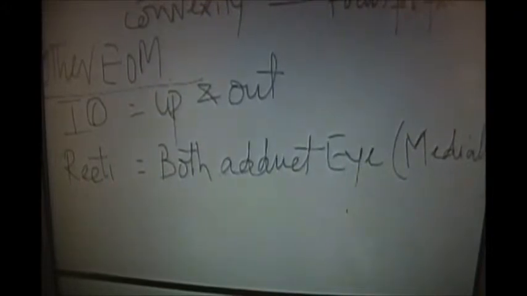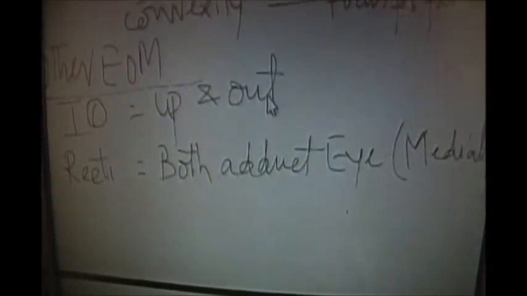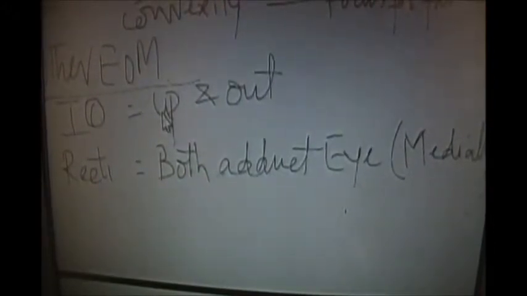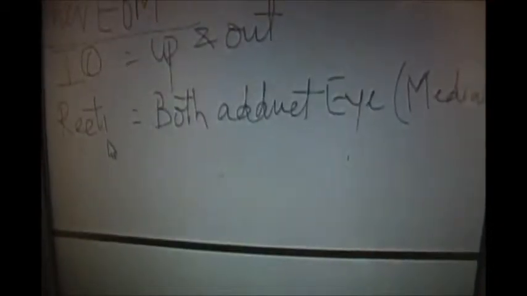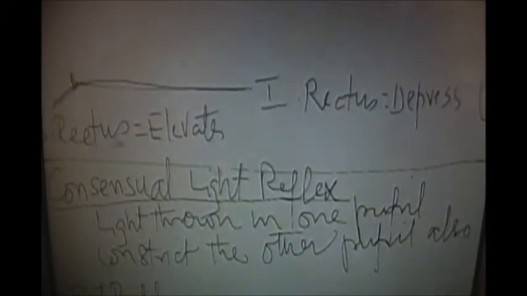The other extraocular muscles. The inferior oblique pulls the eye upwards and outwards. The superior oblique, remember, pulls the eye downwards and outward. The recti, both superior rectus and inferior rectus, pull the eye medially or adduct the eye. The superior rectus pulls the eye up, it elevates, and the inferior rectus depresses the eye.